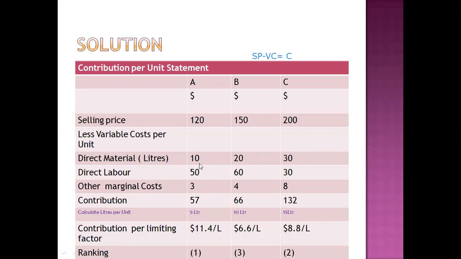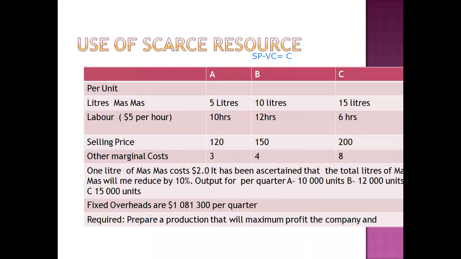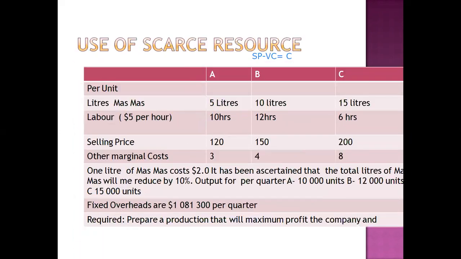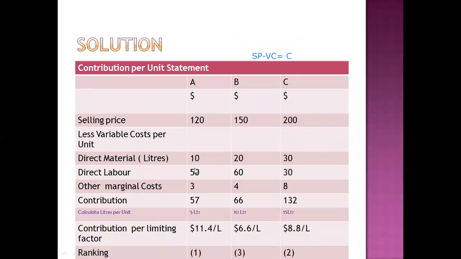How did we get the $20 for direct material in this case? We need 5 liters to produce A, but each liter is going for how much? $2. So we are saying 5 times 2, 10 times 2, then 15 times 2. 5 times 2 is 10. So you can actually see from my answer, this is how we got the $10. Then let's see how I got it for B. We need 10 liters, but each liter is going for how many? It's going for $2. So the answer must be 20.